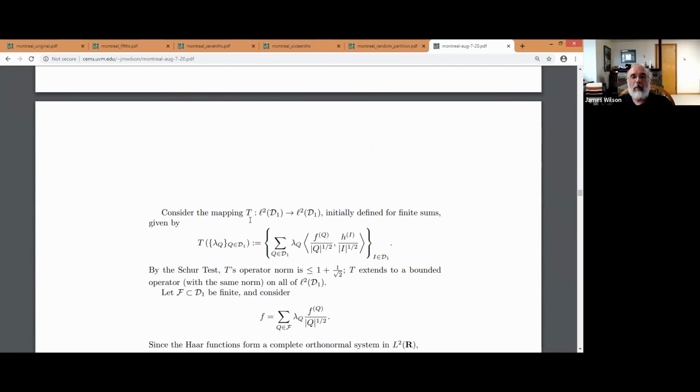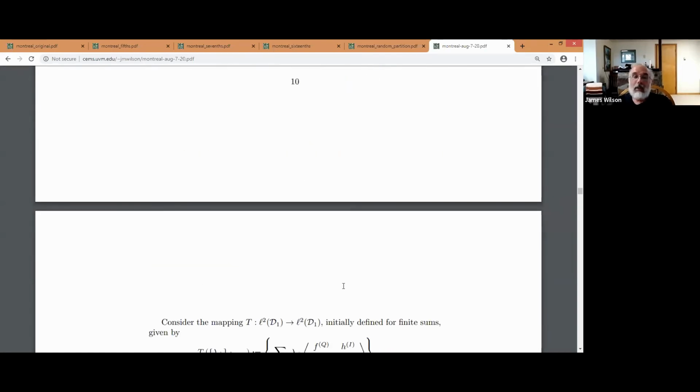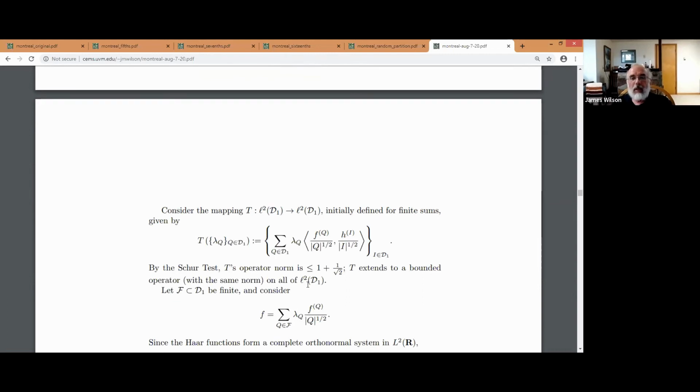if you consider this mapping, going from little l2 of D1 to little l2 of D1, defined this way, T of the sequence is what you get by taking this matrix and applying it to this vector. By the Schur test, T's operator norm is less than or equal to the geometric mean of those two numbers we got here, which is of course just that number. So T extends to a bounded operator on little l2. Great. So cool.